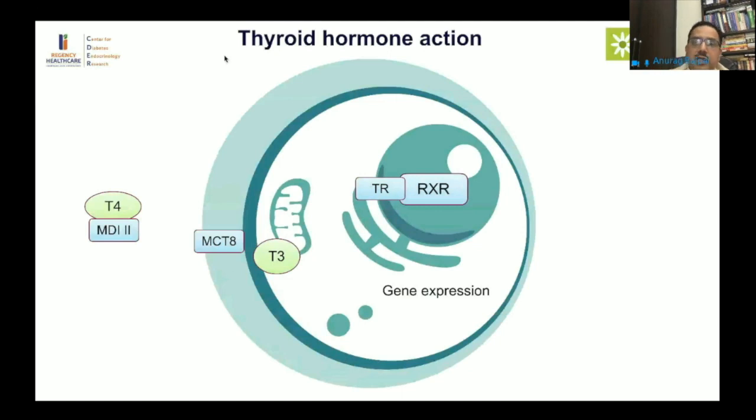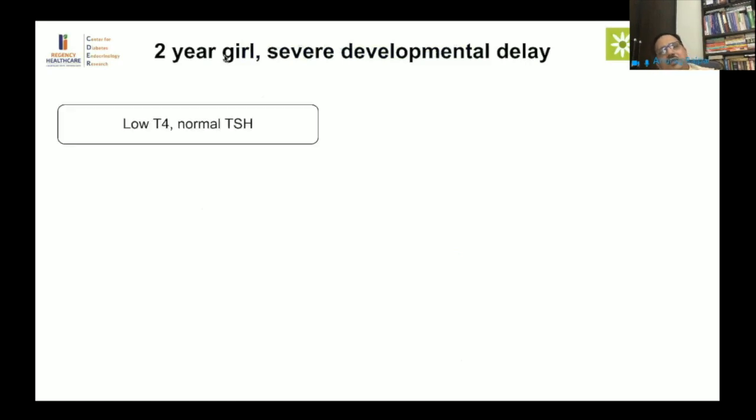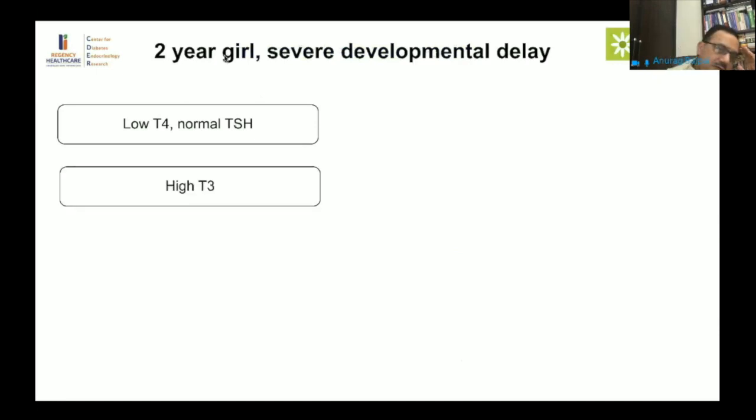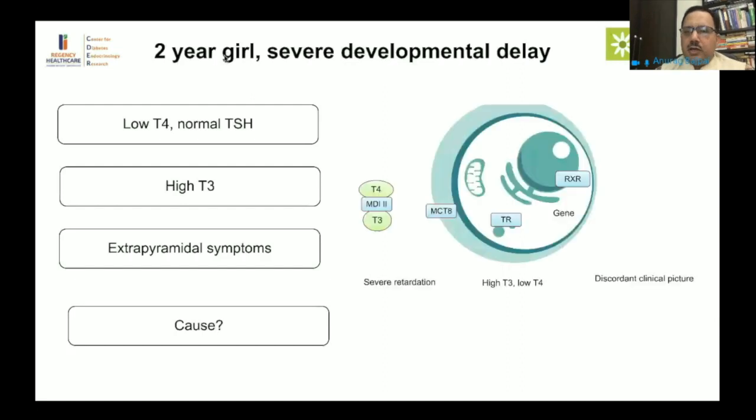So there is a very unique condition which we're discussing now: a 2-year-old girl with severe developmental delay, low levels of T4, normal level of TSH, high levels of T3, along with extrapyramidal symptoms. So this is an unusual situation. This child looked like hypothyroidism but had a high T3 level. So what went wrong here is that there was a transporter defect.